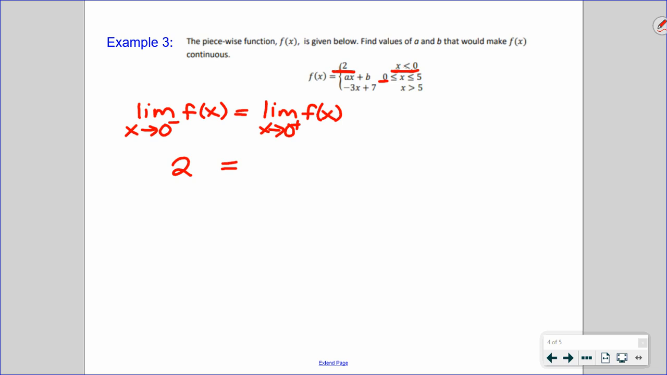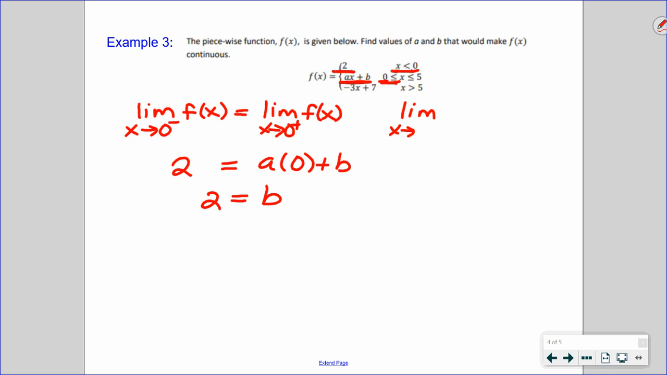Okay, the limit as x approaches 0 from the right. Now, if I'm approaching 0 from the right, those values are greater than 0. So in that case, I would plug 0 into the ax plus b. So I would get a times 0 plus b. Now, luckily, this just works out to 2 is equal to b, because a times 0 is 0. Okay? All right, now I have to also do the same thing with the 5.